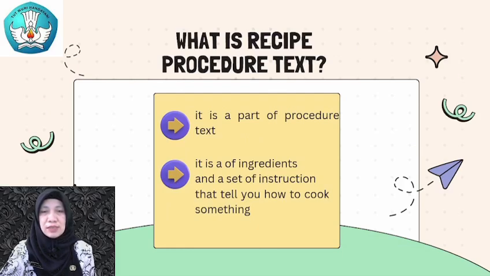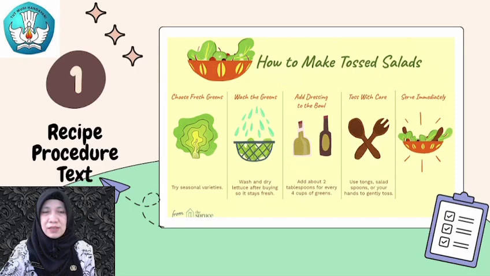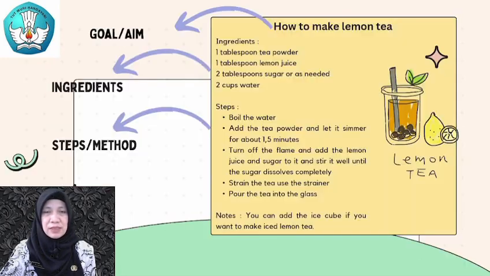So, what is a recipe procedure text? A recipe procedure text is a part of procedure text. It consists of ingredients and a set of instructions that tell you how to make something. This is an example of two recipes. That is how to make steak salad. And next, this is how to make lemon tea. This is just an example of procedure text. It has content about ingredients and steps.